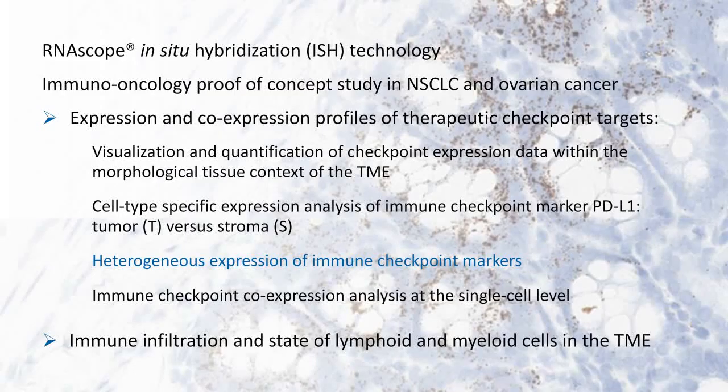Another feature besides cell type specific expression that is not visible from the heat map is when immune checkpoint markers have a heterogeneous expression pattern. In this section of the webinar, we will show some examples for heterogeneous PD-L1 and PD-L2 expression.